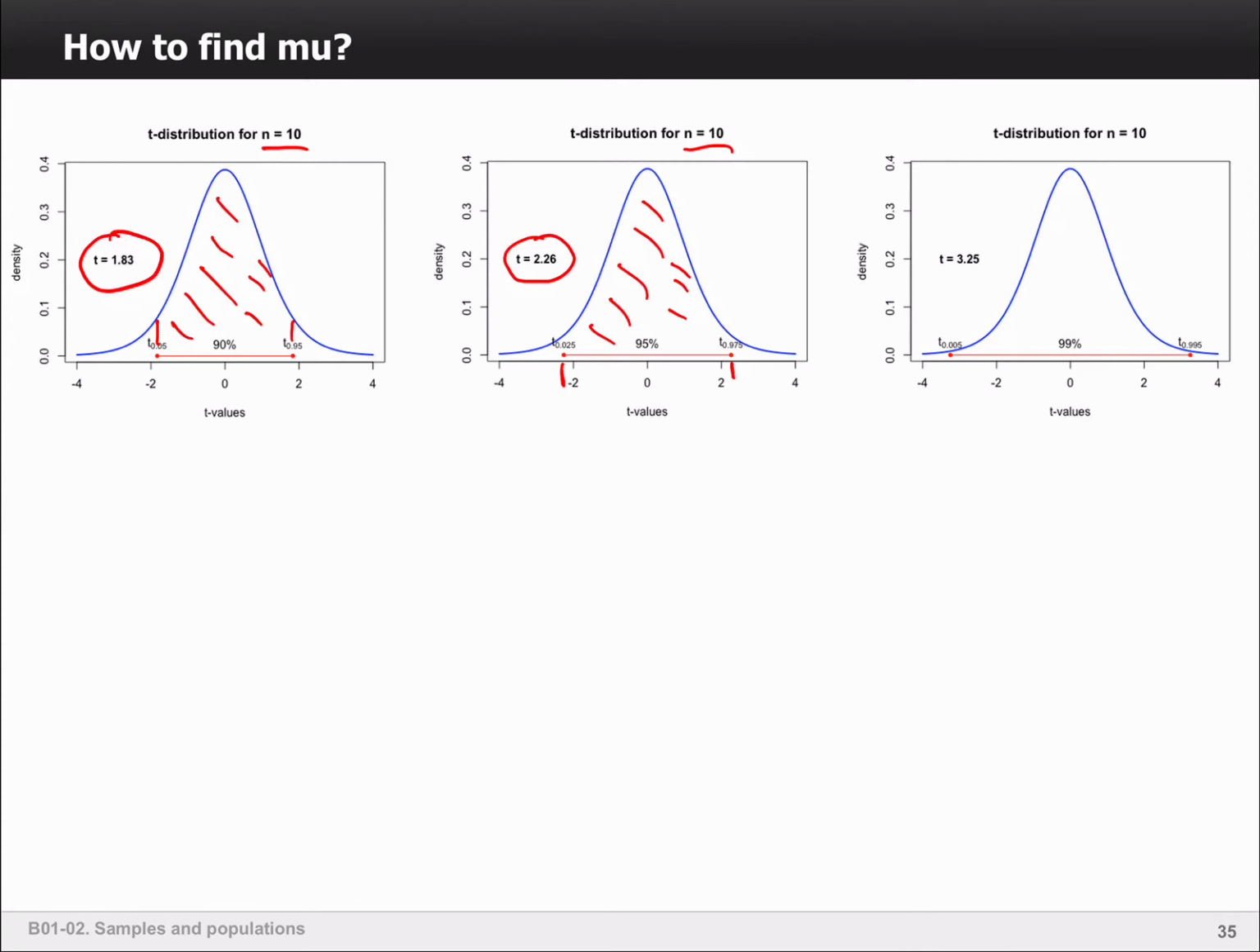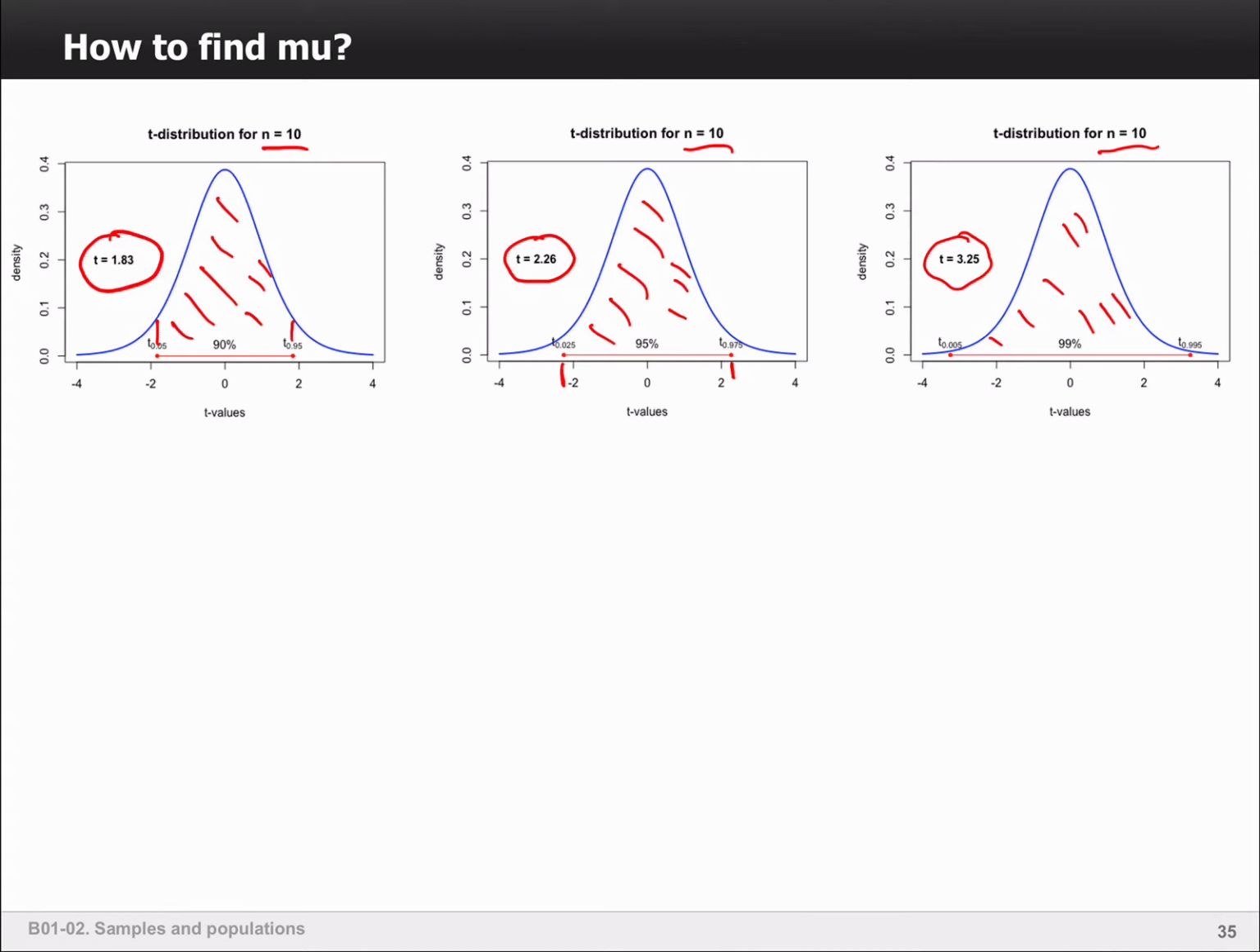Then finally, if you want to get 99% of cases, for the same sample size, t will be 3.25. So the t-value depends on two things. It depends on the sample size and the size of the interval, the uncertainty you would like to calculate your confidence interval with. Okay.